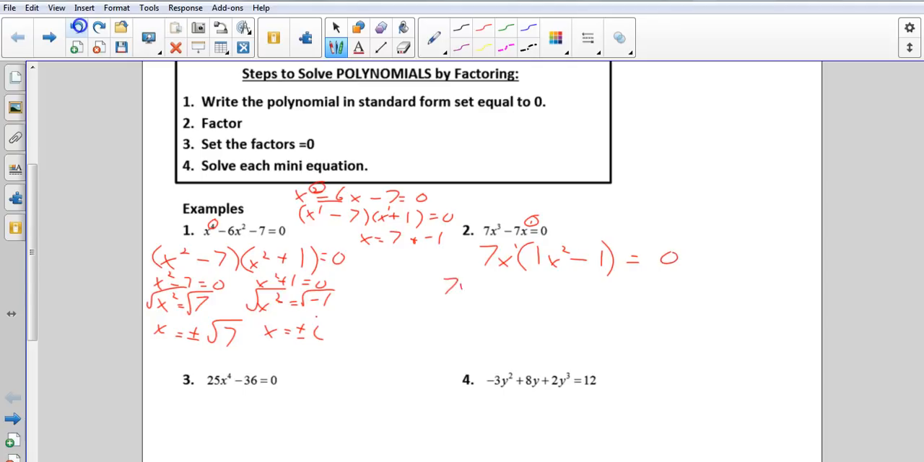Now we set each of them equal to 0. 7x equals 0, divided by 7, and we get 0. Over here, x squared minus 1 equals 0. Add 1 to both sides, we get x squared equals 1. Square root, x equals plus or minus 1.